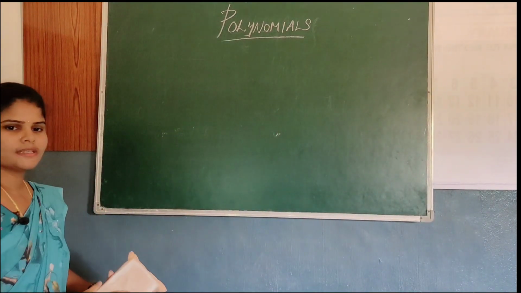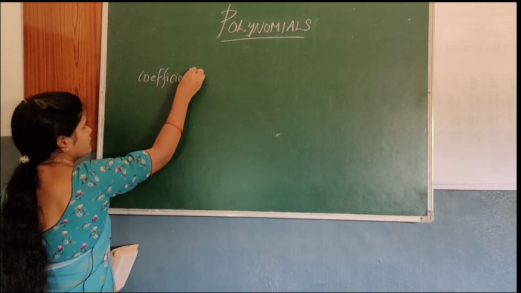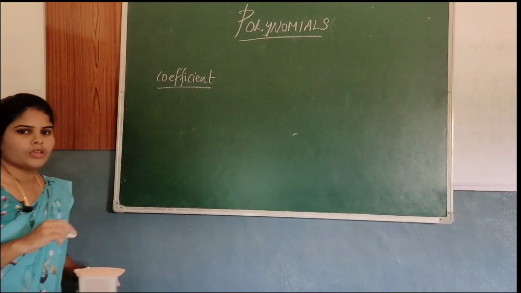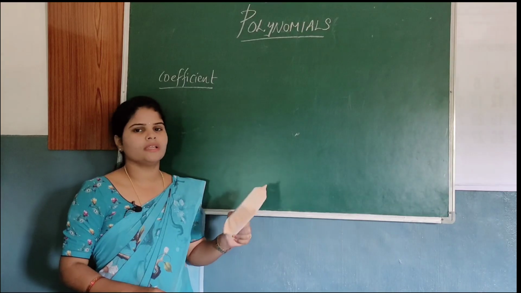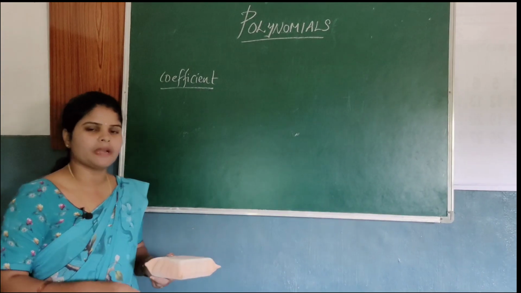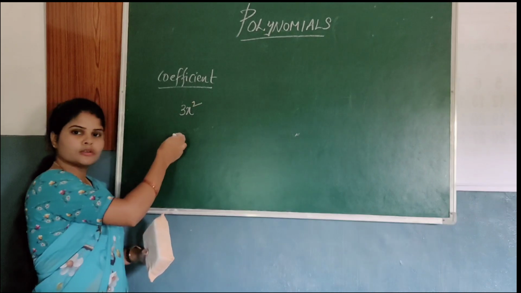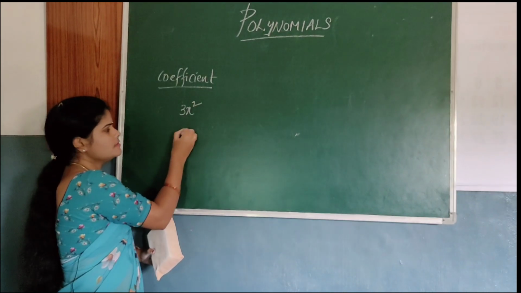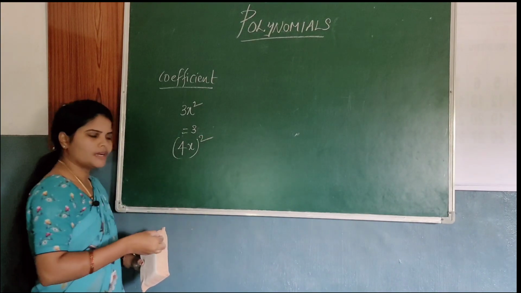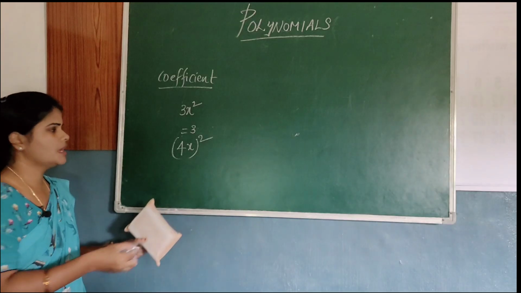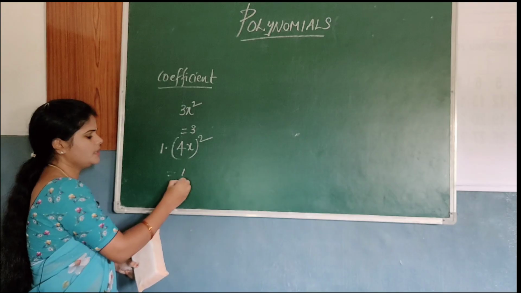So what is a coefficient? A coefficient is nothing but a constant which is multiplied by a variable. For example, if I take 3x square, what is the coefficient of x square here? It is 3. In case I take 4x whole square, what is the coefficient? Since nothing is written here, it represents 1. So the coefficient will be 1.